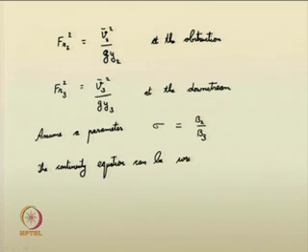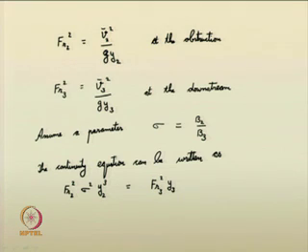The continuity equation can be written as Fr2 squared sigma squared y2 cubed, this is nothing but equal to Fr3 squared y3 cubed. Okay. So, just give it as equation number 2.